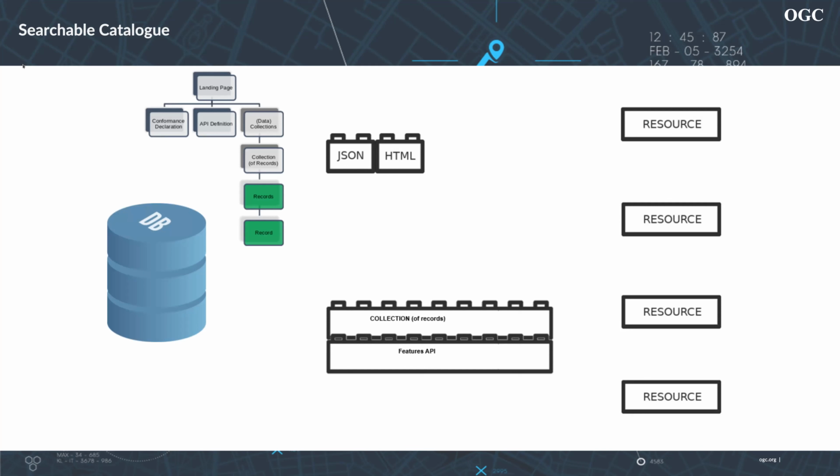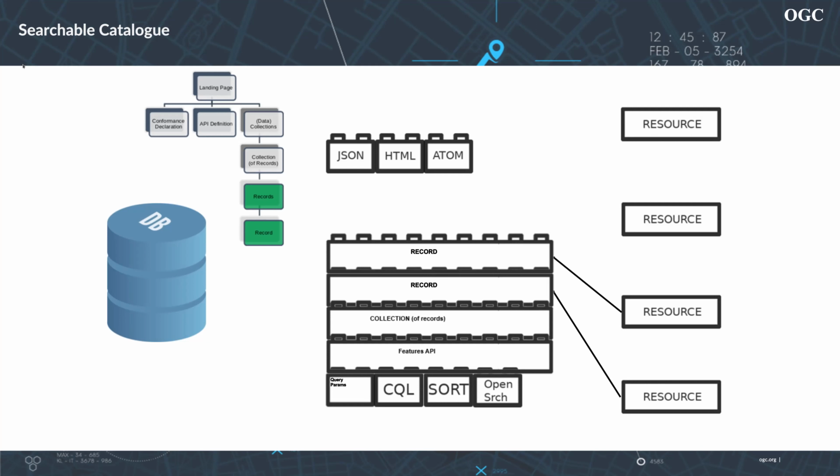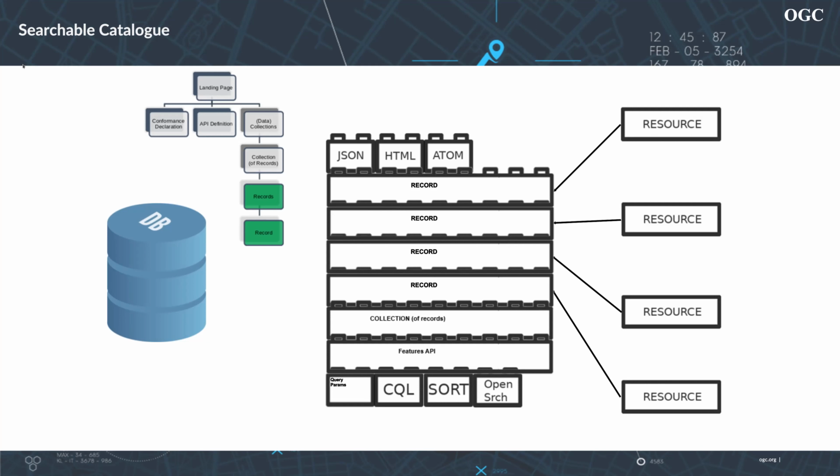So you implement that. Then you can also implement the additional building blocks that we described earlier: the query parameters for querying the catalog, CQL for supporting advanced filtering, sort for supporting sorting, and even the OpenSearch and Atom conformance classes if you want to support that API as well. So now you've implemented all of this in your feature server, and you can start creating records that describe each of the resources that you want to make discoverable. Those records end up in the database.